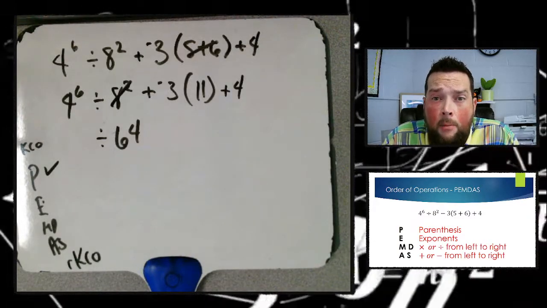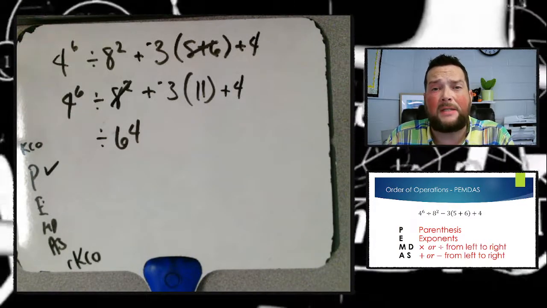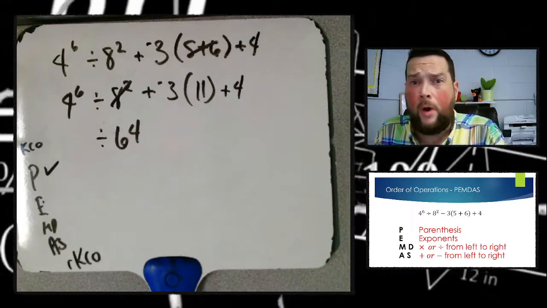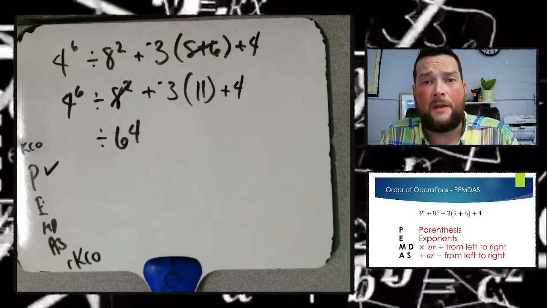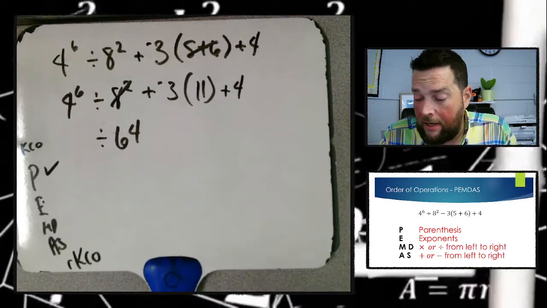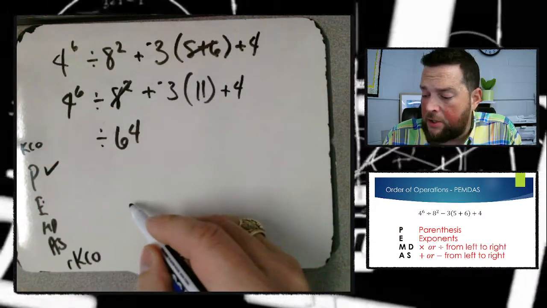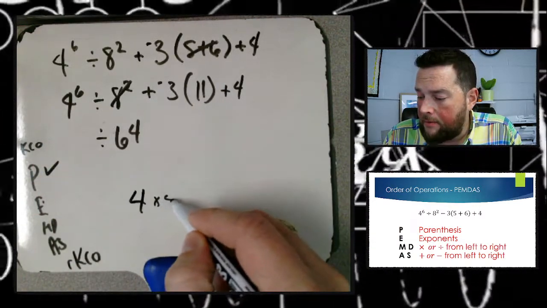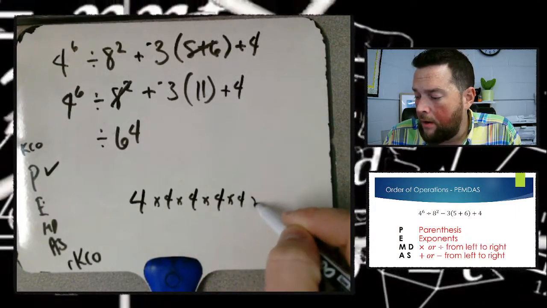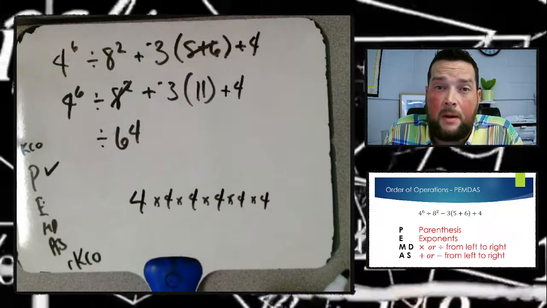Now again, our brains see 4 times 6, which would be 24. But this is not a cute way to write multiplication. This is a condensed way to write repetitive multiplication. So this 4 to the power of 6 is really 4 times 4 times 4 times 4 times 4 times 4. That's a lot of 4s being multiplied.